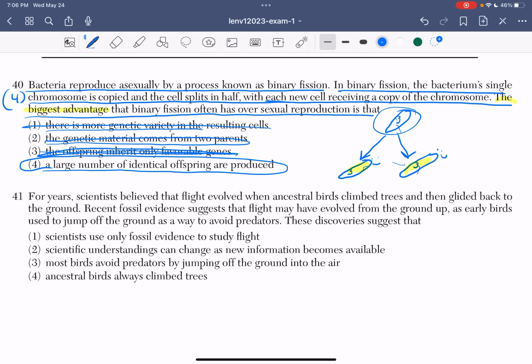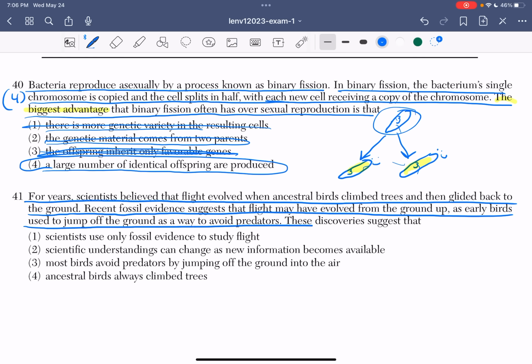Okay. Number 41. For years, scientists believed that flight evolved when ancestral birds climbed trees and then glided back to the ground. Recent fossil evidence suggests that flight may have evolved from the ground up, as early birds used to jump off the ground as a way to avoid predators. These discoveries suggest that... so this is a discovery made that they feel that birds evolved because they had to jump up to escape their predators. So they want you to choose the correct reason as to why this evolutionary change happened.